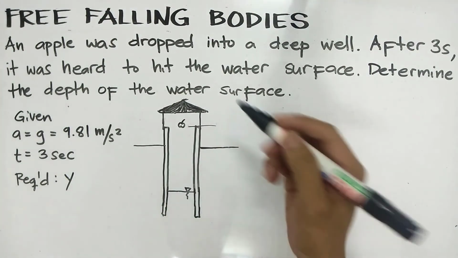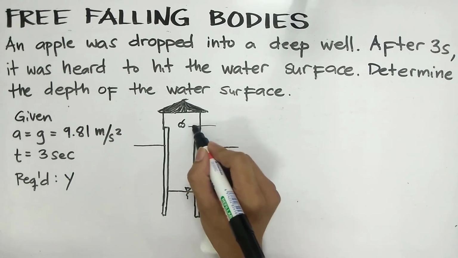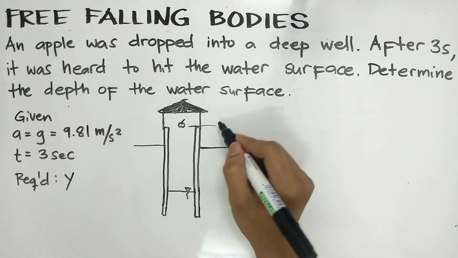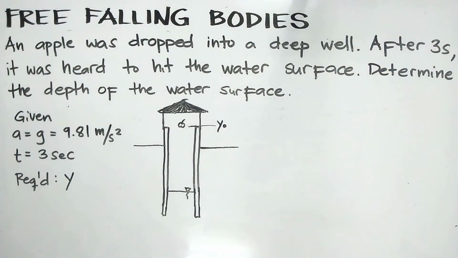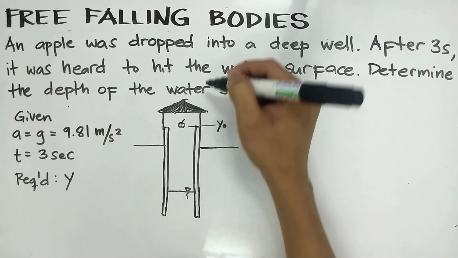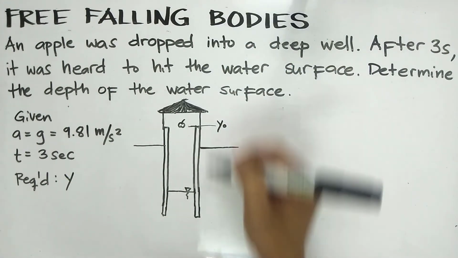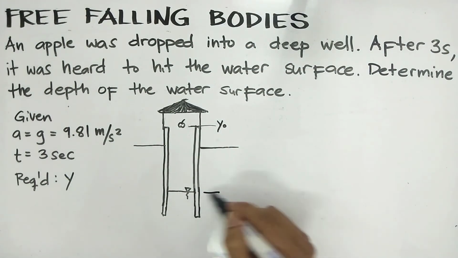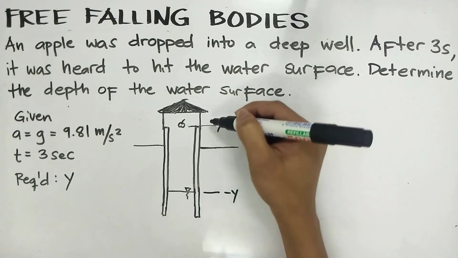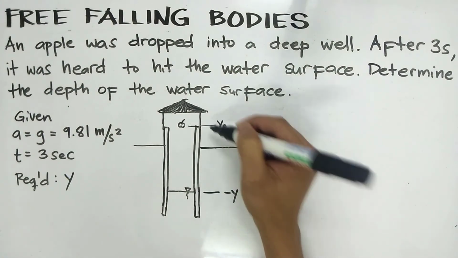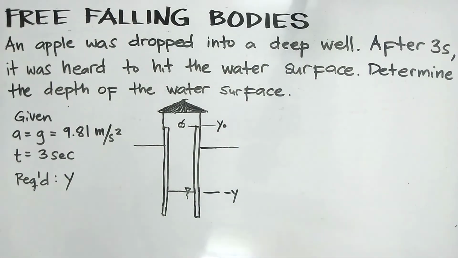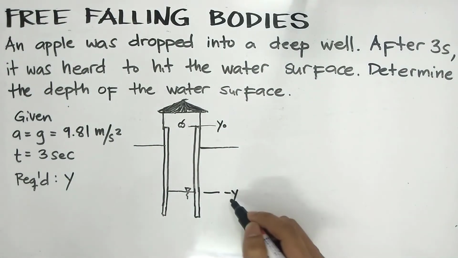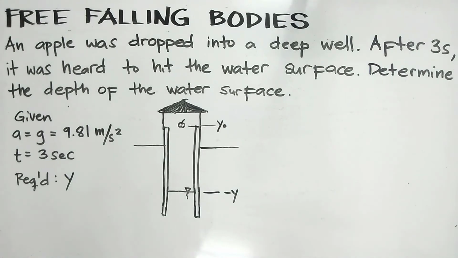Now I have drawn the figure. It was dropped with this reference point. Let's name this y sub 0. And if you will assume that this is a vertical coordinate axis, we can say that this point here is negative y, that is below the origin of our axis. So let's say it's negative, just for the sake of designating the direction of our position.